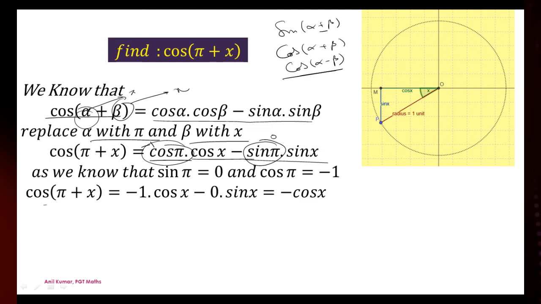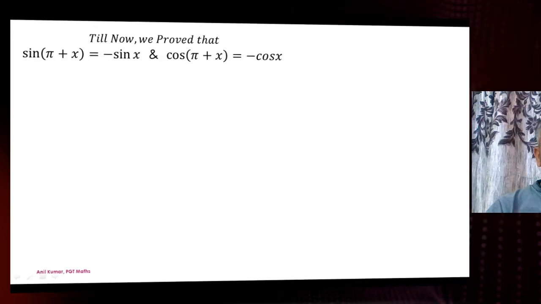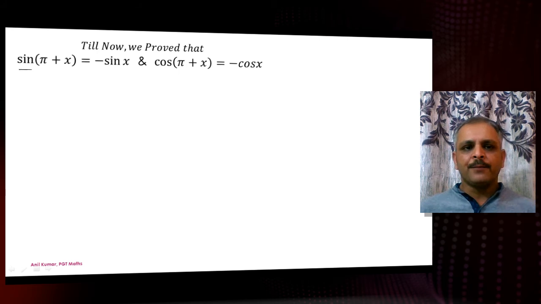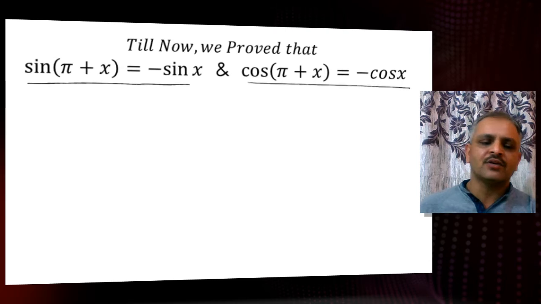So it will take the form cos of pi plus x: cos pi is minus 1 into cos x, minus sine pi is 0 into sine x. So this will be 0. Answer will be minus cos x. And as we discussed earlier, in the third quadrant sine and cos both will be negative. So with the help of these results, let's try to find out: sine of pi plus x is minus sine x and cos of pi plus x is minus cos x.